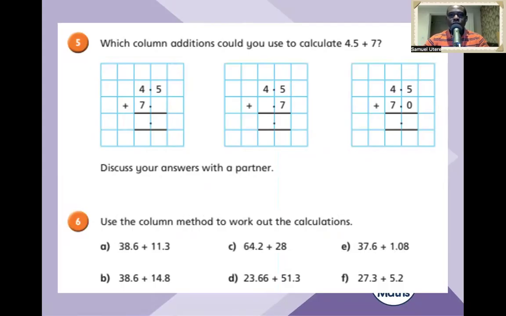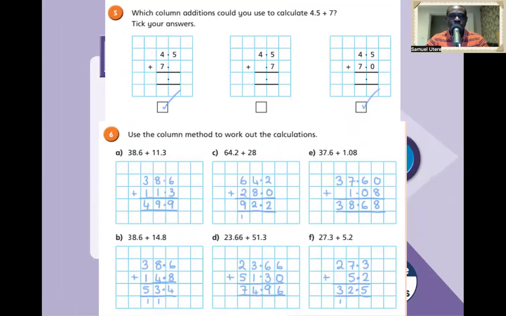All right, assuming you've paused the video and you've answered questions 5 and 6, here are the answers. Let's discuss them. Here you're asked, which column addition could you use to calculate 4.5 plus 7? Now remember, we said you must make sure the place values are correctly aligned. They're correctly lined up, so these are the two that we can use.